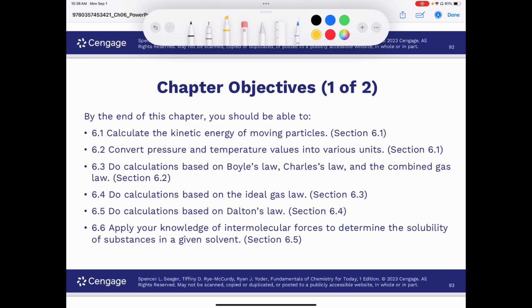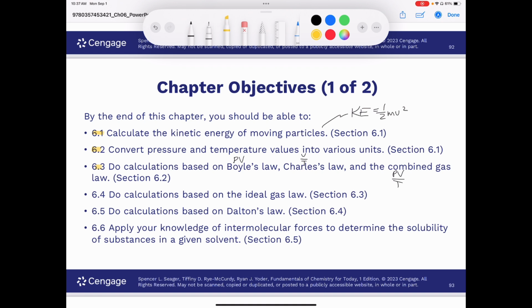And so we finished this chapter, and so you should be able to calculate the kinetic energy of moving particles, of course, using the formula that we talked about. You should be able to convert pressure and temperature values into various units. You should be able to do calculations based on Boyle's law, which relates pressure and volume, Charles' law, which relates volume and temperature, and the combined gas law, which is pressure times volume over temperature. So it's a combination of Boyle's law and Charles' law.